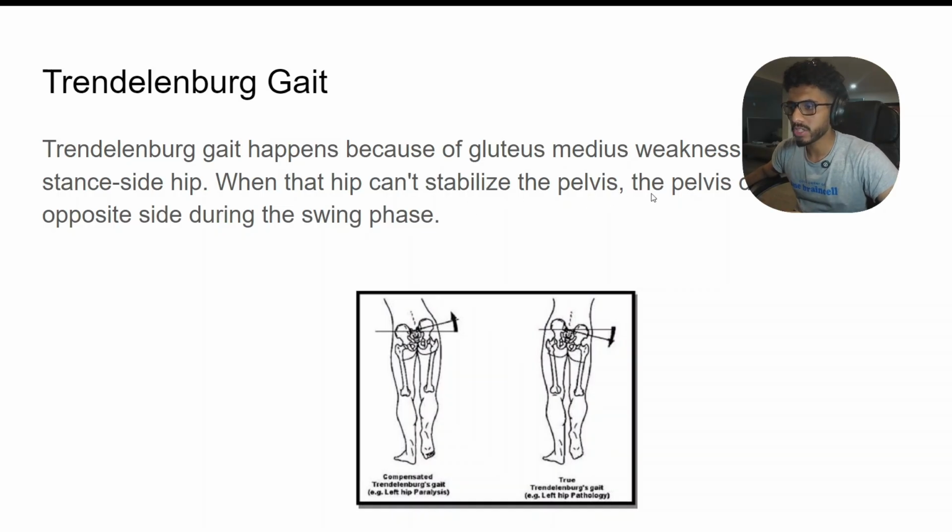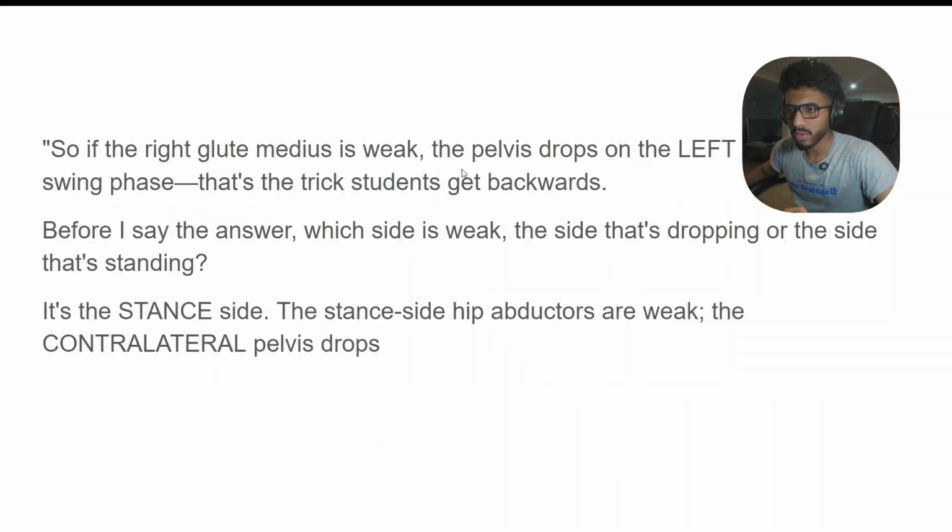The hip abductors stabilize the pelvis drop on the opposite side during the swing phase. So when the patient is trying to lift their leg up during that swing, the hip will drop on this side because of the weakness on this side. So if the right side is dropping, the left glute medius is weaker. That is the trick students get backwards.